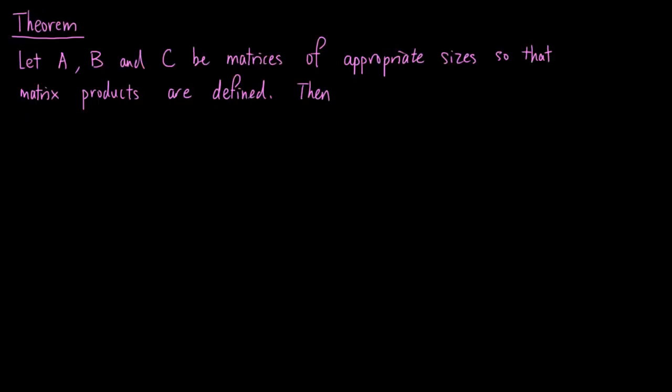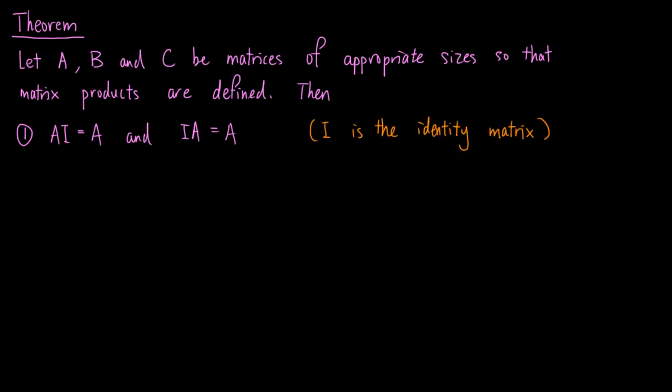Now we go to the theorem. Let A, B, and C be matrices of appropriate sizes so that matrix products are defined. Then, A times I equals A, and I times A equals A, where I is the identity matrix we've just defined. Secondly, A times (B times C) equals (A times B) times C.